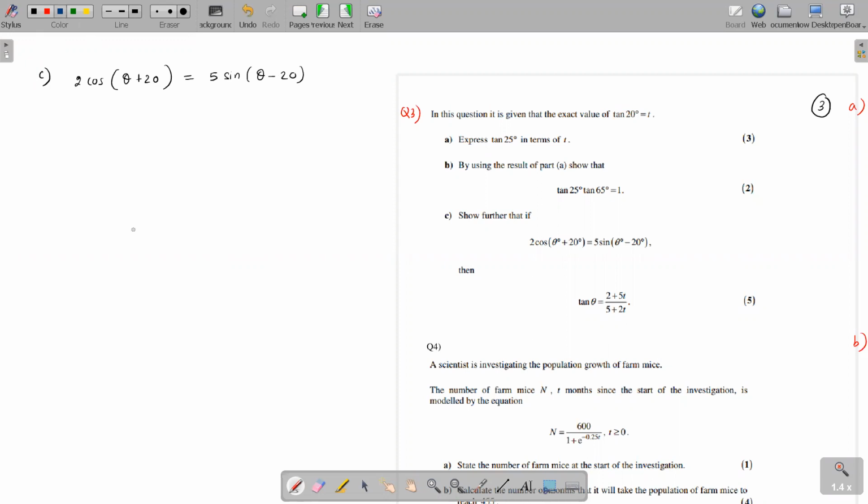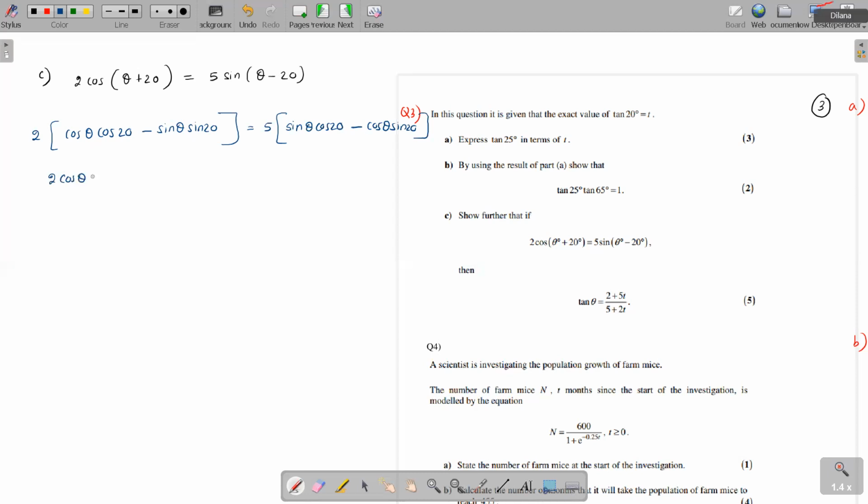The first thing you do is expand the brackets. cos(A + B) is cos A cos B minus sin A sin B. On the other side, 5 times sin(A - B): sin theta cos 20 minus cos theta sin 20. Is that okay? Are you guys okay with this? Yes, teacher.